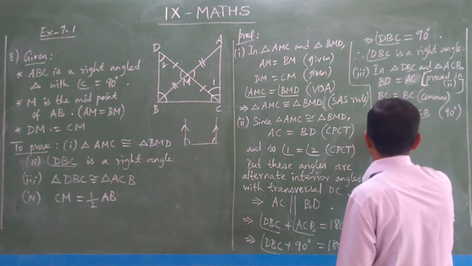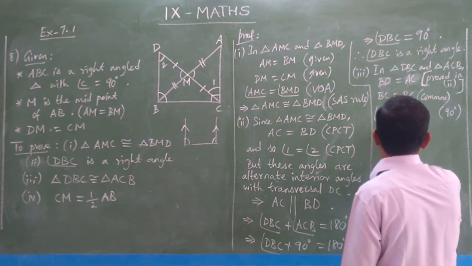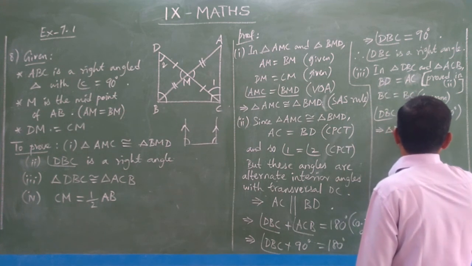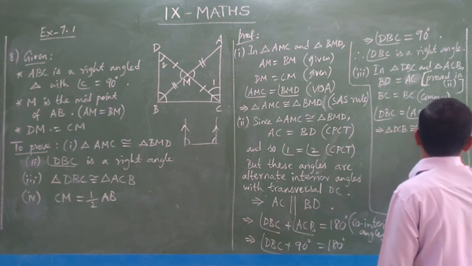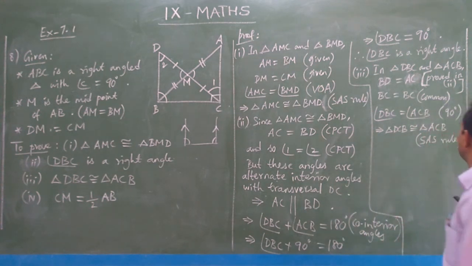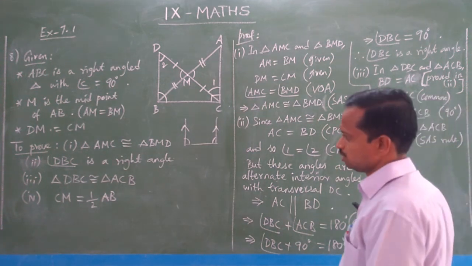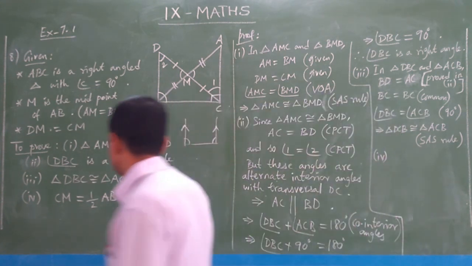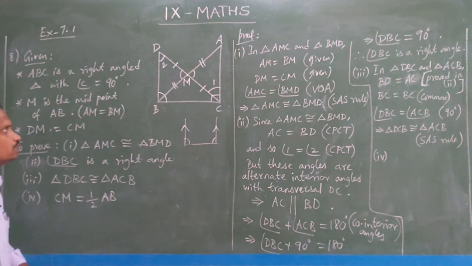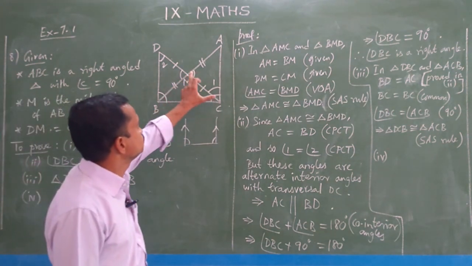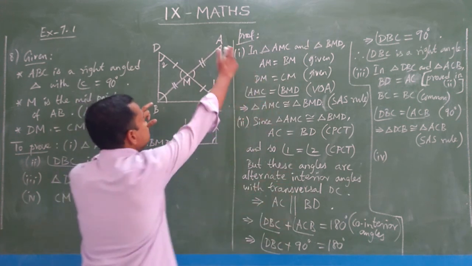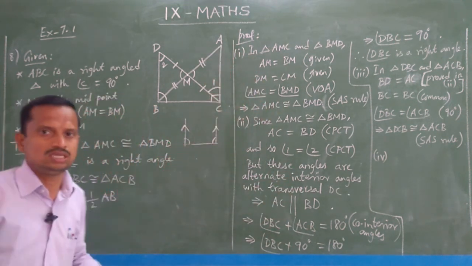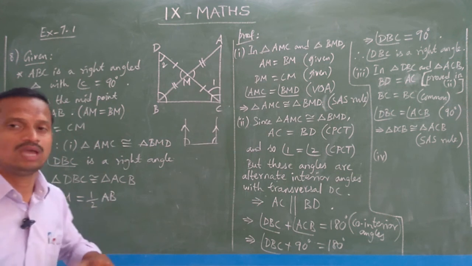So this implies triangle DCB is congruent to triangle ACB. The reason: SAS rule. By the SAS rule, we can say these two triangles are congruent. And now coming to option 4, you see, CM is equal to half of AB. How to prove it? CM is here. AB is here. We can say CM is half of BC, but how to say CM is half of AB?